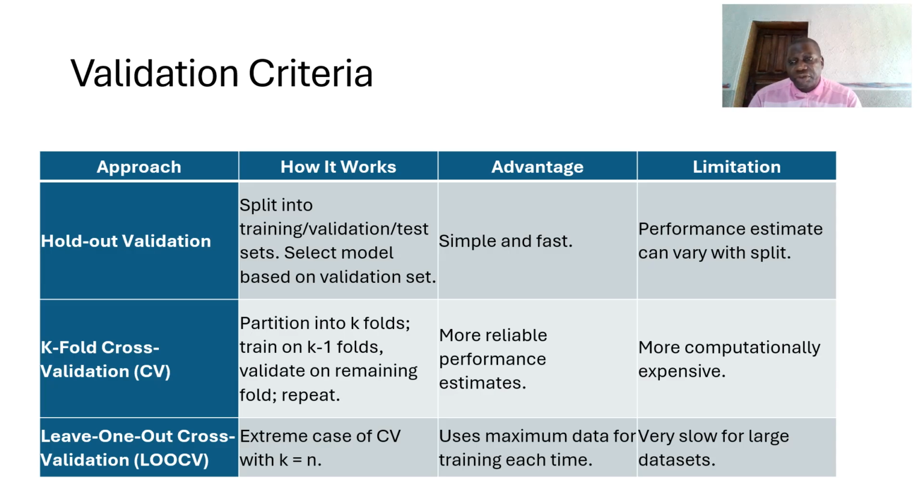We have k-fold cross validation. In this case, we partition into k folds, sometimes 5, 10, depending on your choice. We train on k-1 folds and validate on the remaining fold. That is just the procedure. It's a more reliable performance estimate, but in terms of computation, it's a bit more demanding. Then we have leave-one-out cross validation. That's an extreme case of cross validation, where our k is equal to the number of observations.